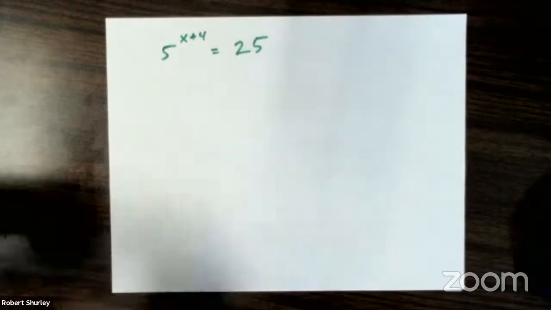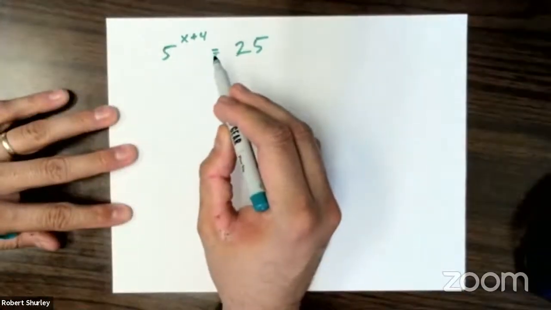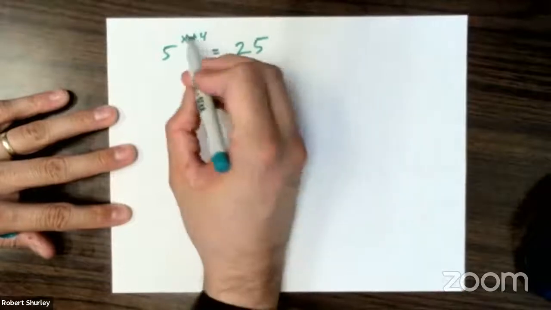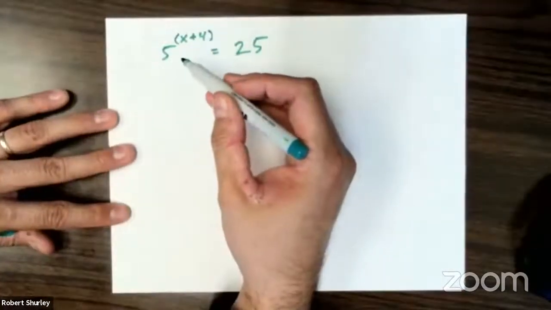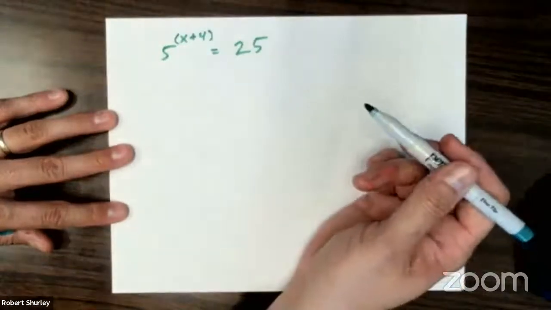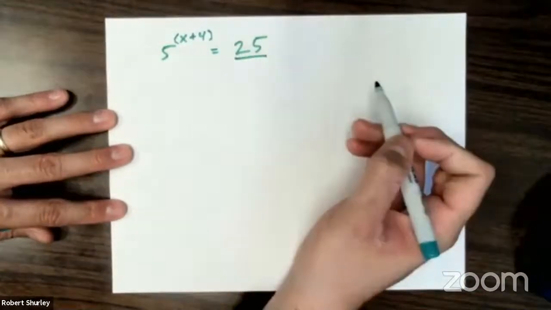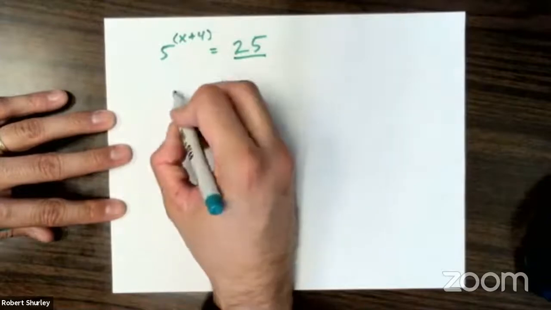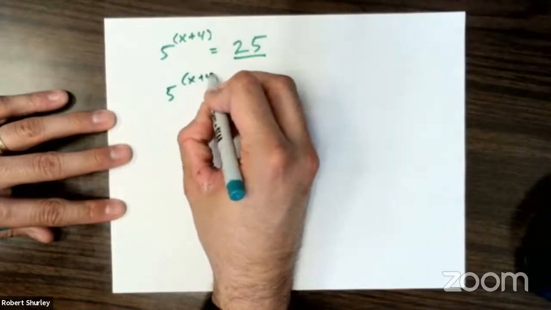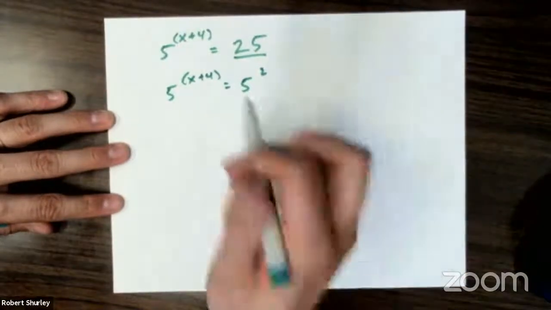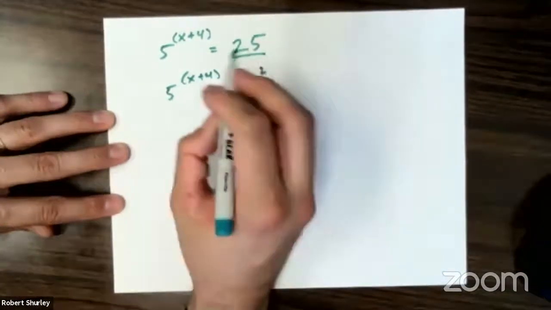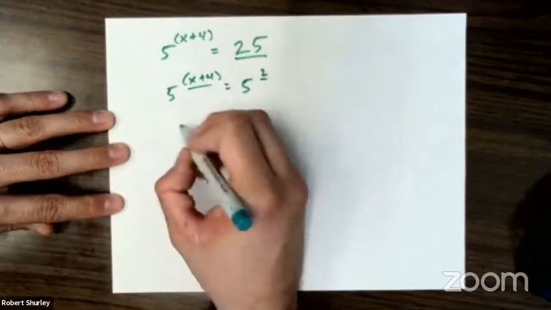So here's what we need to do. First off, we already have the exponent by itself, the exponential term, I guess you can say, by itself. I'm going to put parentheses right there, actually. So I need to see if I can get 25 into a base 5. And I can, right? 25 is just 5 squared. And because now I have the bases the same, I can set the exponents equal to each other.